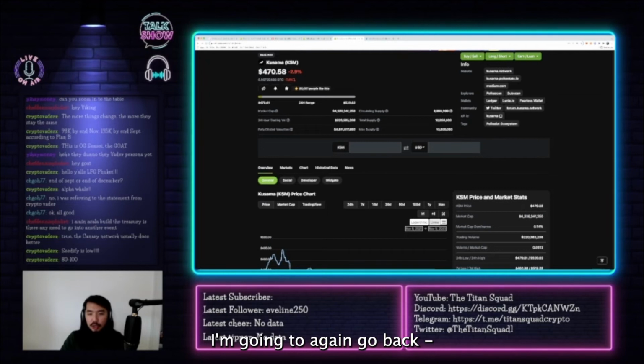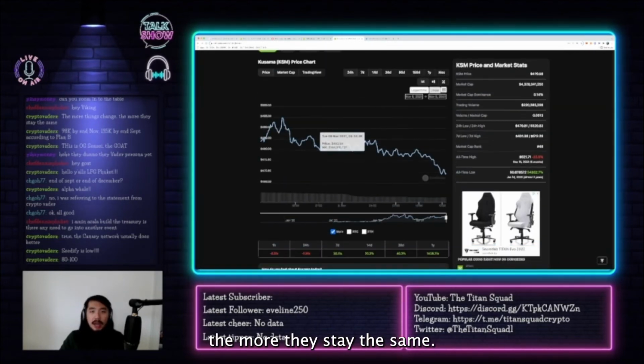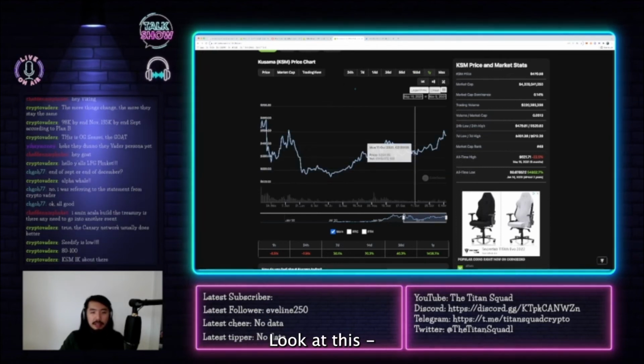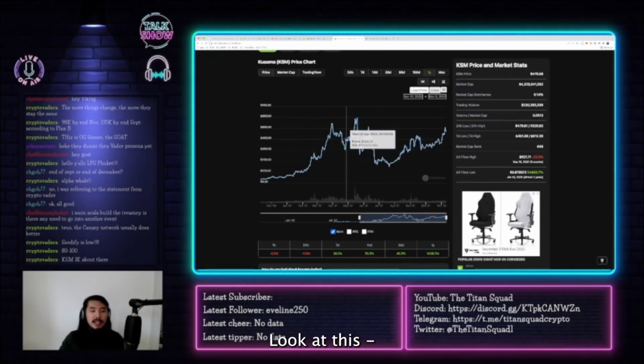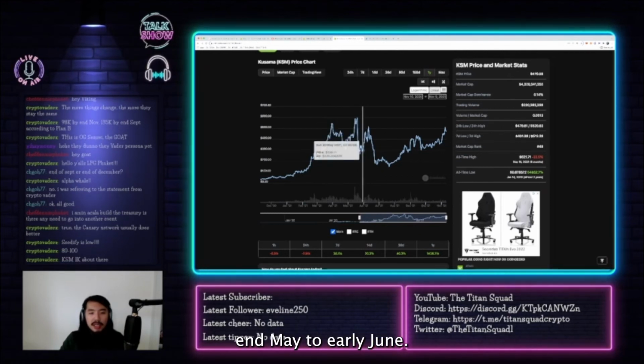So I'm going to again go back. The more things change, the more things stay the same, right? I'm going to need a 1 year chart here so it's much clearer, right? So look at this. The Kusama crowdloans were announced in June, in early June. So that's somewhere around here, end May to early June.